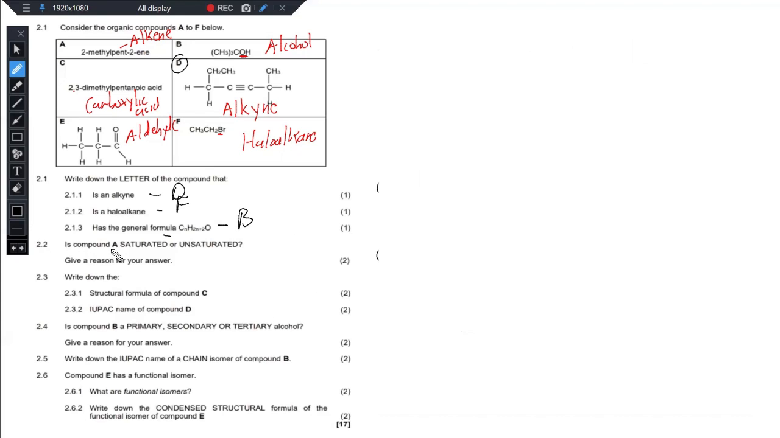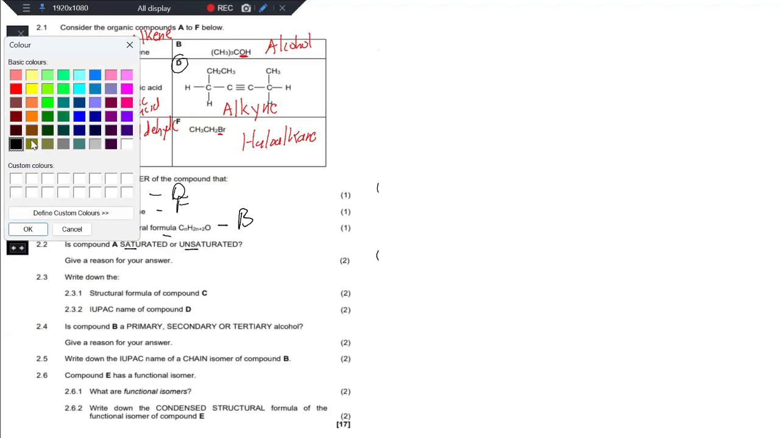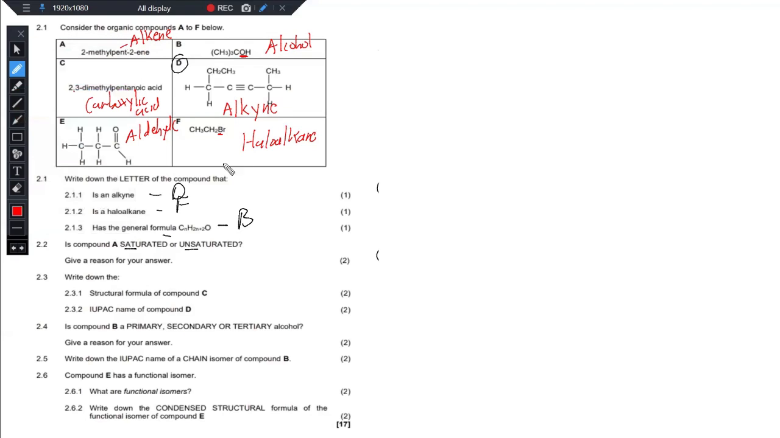Now 2.2 says, is compound A saturated or unsaturated? Now obviously we'd have to understand the difference between saturated and unsaturated. Saturated means that there are single bonds between the carbon atoms, and unsaturated means that there are multiple bonds, so double bonds or triple bonds between the carbon atoms. Now, let's look at A. A is an alkene, so obviously we know that alkenes are characterized by double bonds between the carbon atoms there. So obviously A has to be unsaturated. The only saturated hydrocarbons are your alkanes, right?